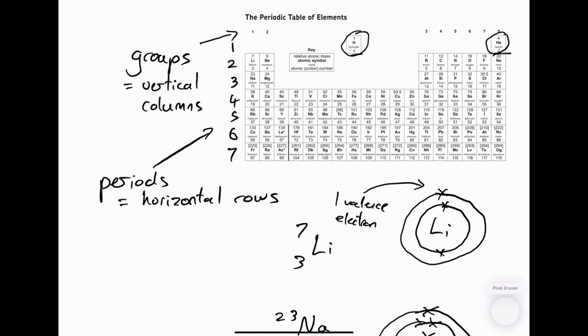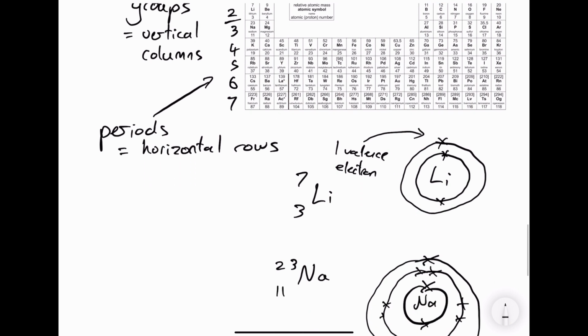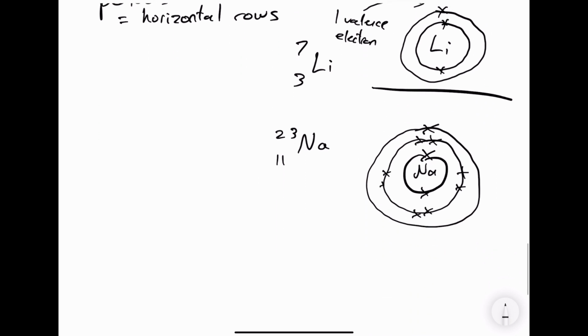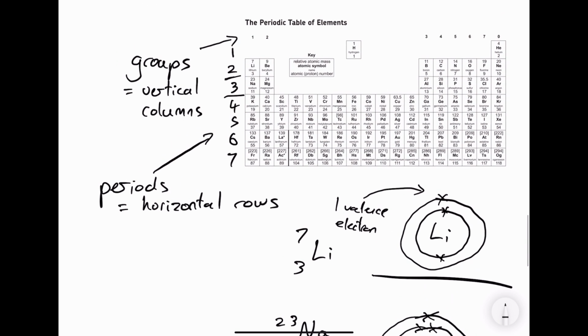As we go down in period number, the number of shells increases by 1. So the second row in the periodic table, starting from lithium, they have 2 electron shells, which we can see here. And then the next one down is period 3, which starts with sodium. Sodium has 3 electron shells. So the group number gives you the number of electrons in the outer shell of the atom, and the period number tells you the number of shells.